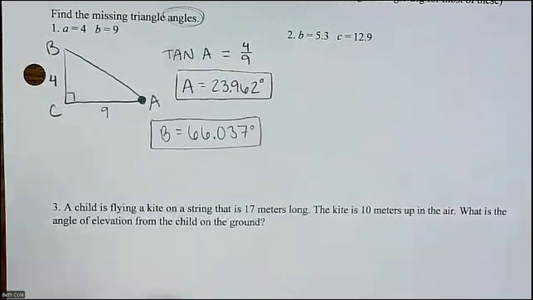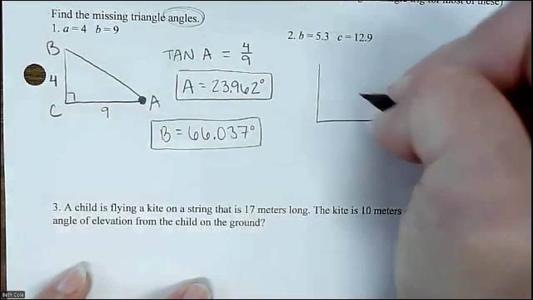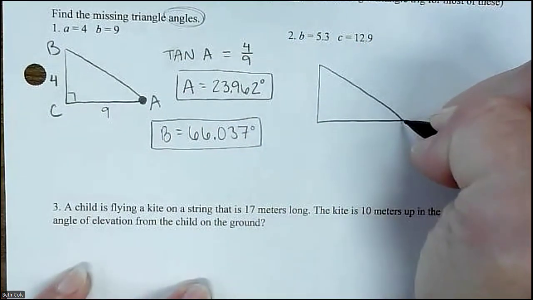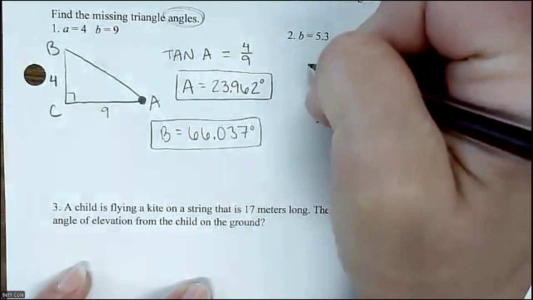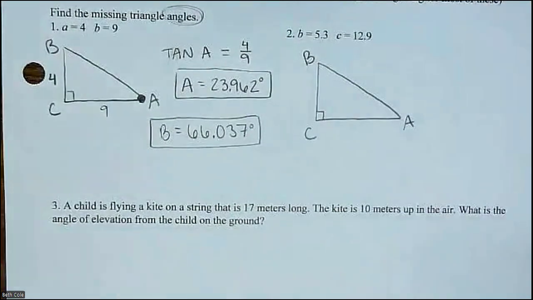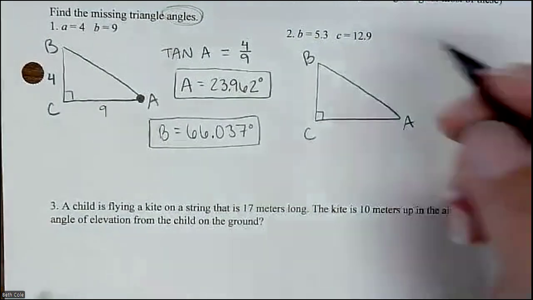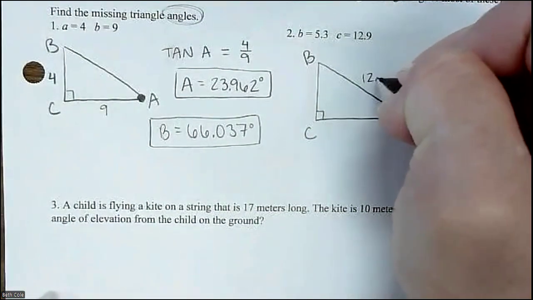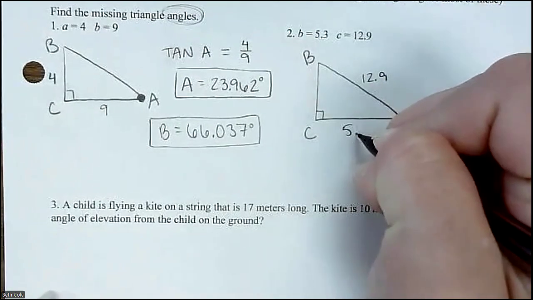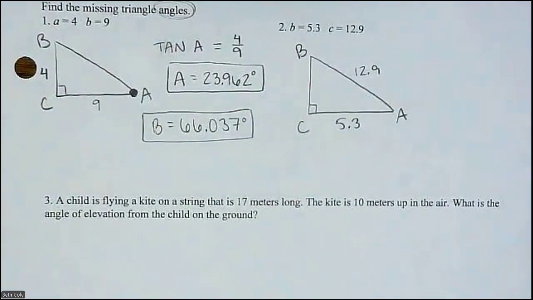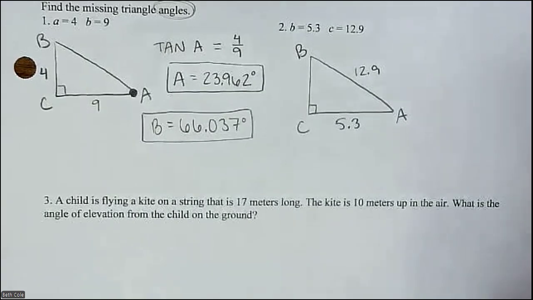Let's try it again. Go ahead and draw a right triangle. Again, it doesn't matter really where A and B go. I did it the same way I did the first one, just for consistency's sake. Little c is 12.9 and little b is 5.3. We don't have to find little a. You could do it. How would you find a? Let's just verbally go over that. Pythagorean theorem, you could if you wanted to, but the directions don't ask for that.